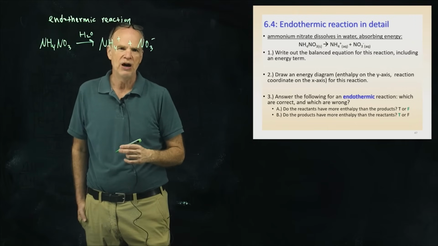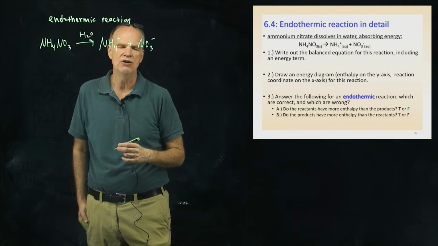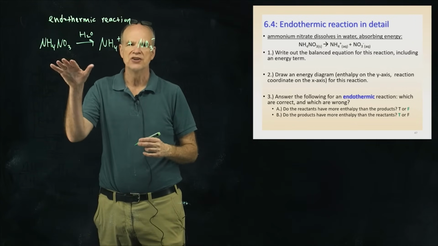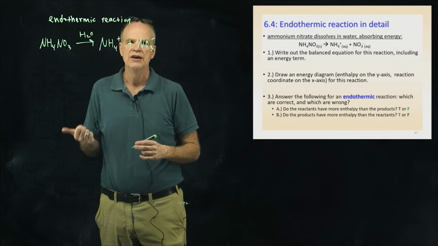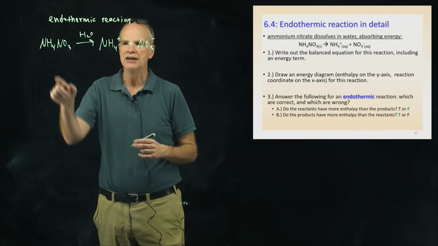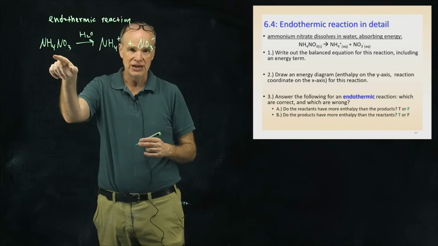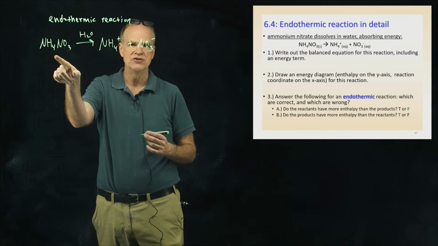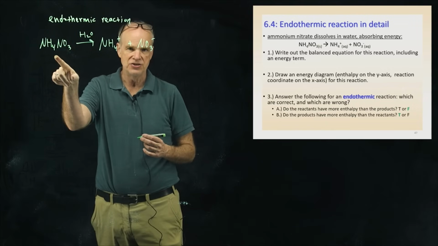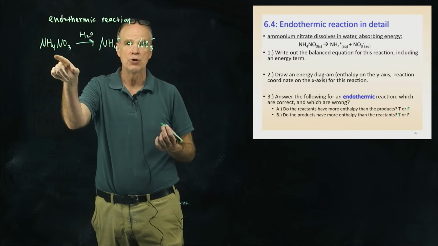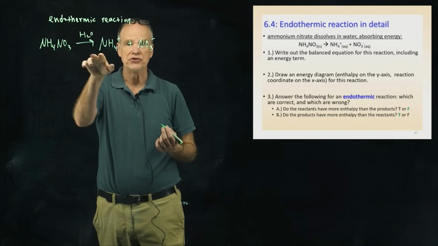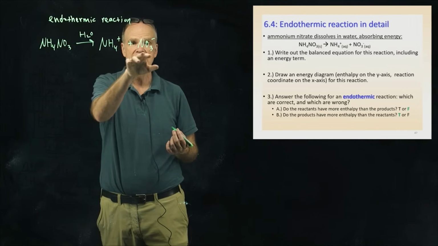Okay, so first off, why is this an endothermic reaction? Well, we know it's an endothermic reaction because when we add the ammonium nitrate to the water, it cools down. This suggests that this ammonium nitrate has relatively low chemical energy and has to absorb energy from the surroundings in the form of heat. And then when it has absorbed the energy, it can dissociate to produce the ammonium and nitrate ions.